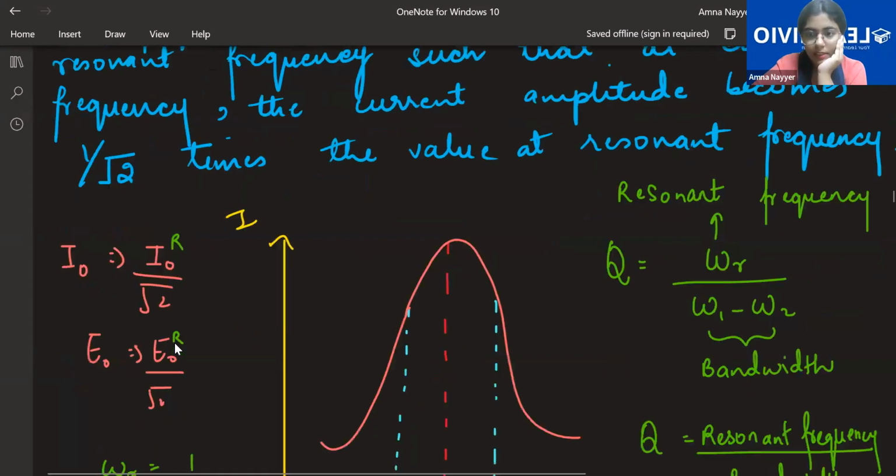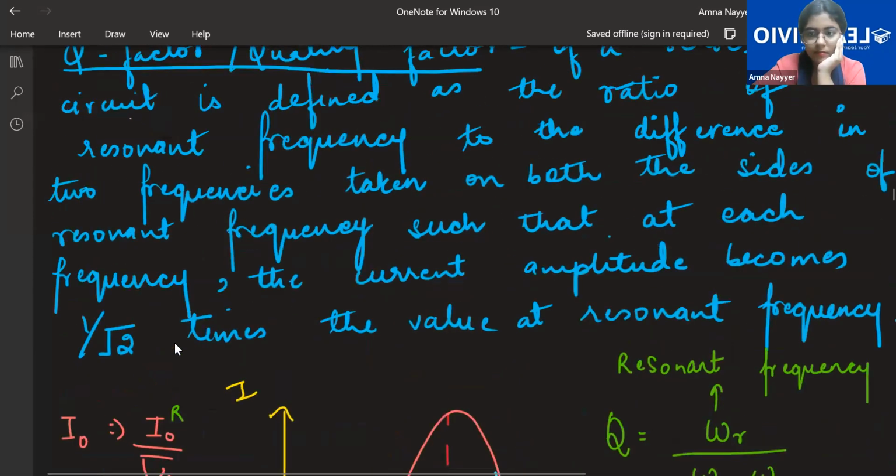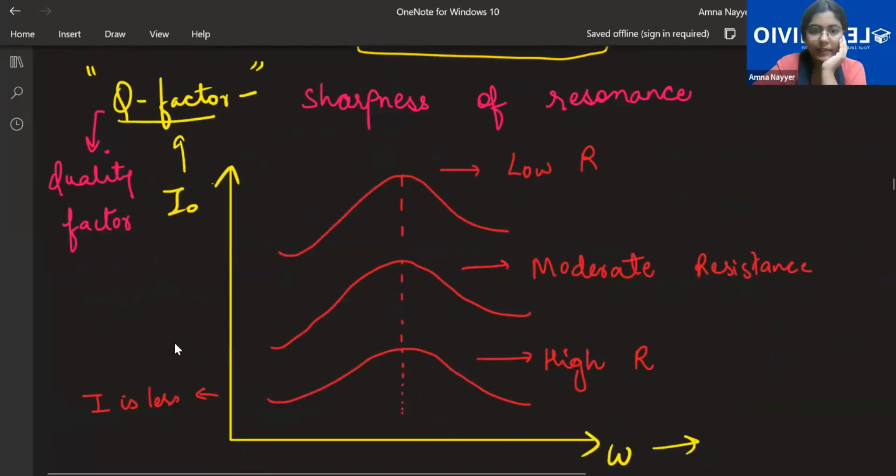Now, have you got this Q factor? Yes, ma'am. Write it, then we'll derive. One derivation is there. The importance of that derivation, I'll tell you later. First, you copy. Till here, have you understood? Yes, ma'am. Please write.